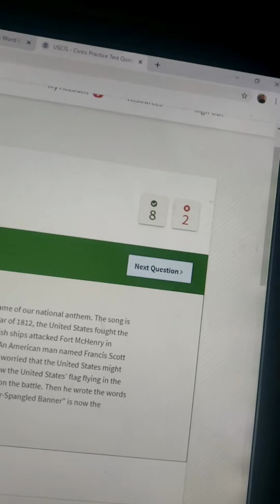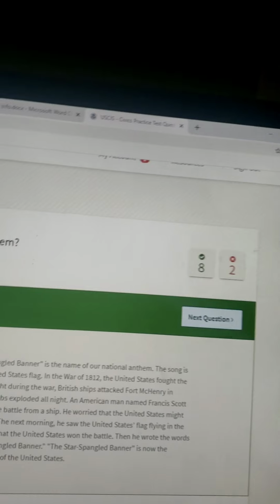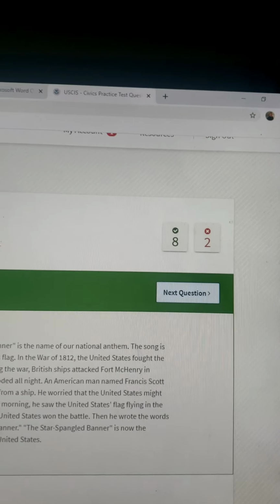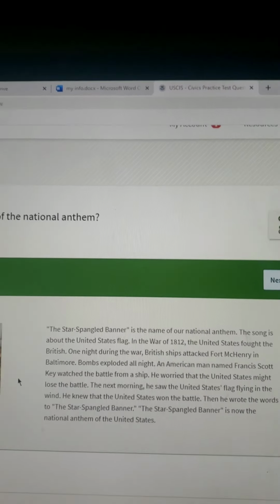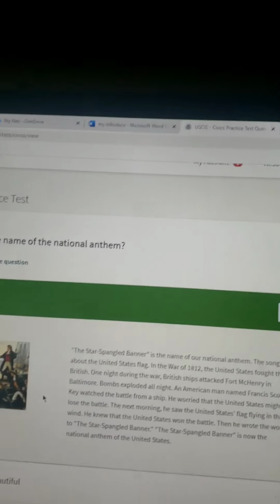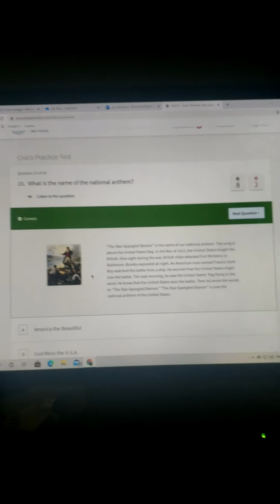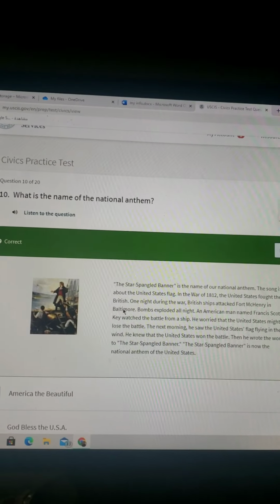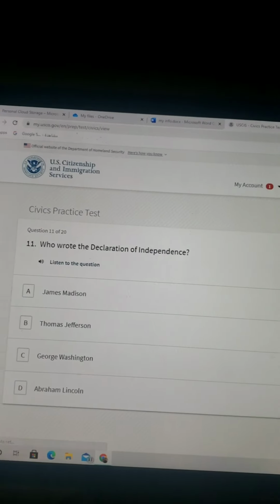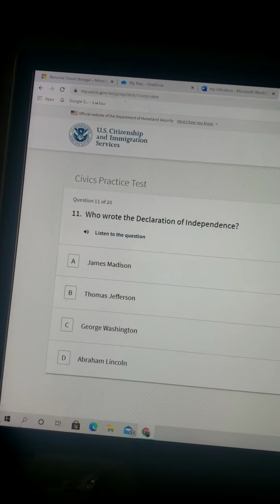The next morning, he saw the United States flag flying in the wind. He knew the United States won the battle. Then he wrote the words to the Star Spangled Banner. The Star Spangled Banner is now the national anthem of the United States. Let's go to the next question. My voice is getting so hard.